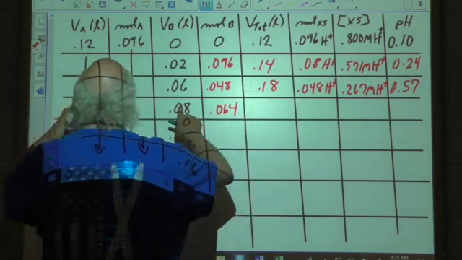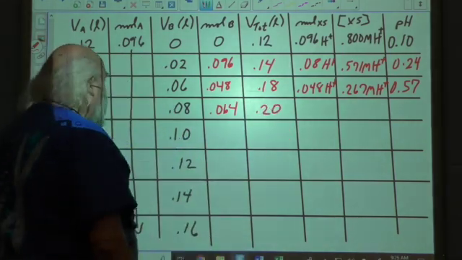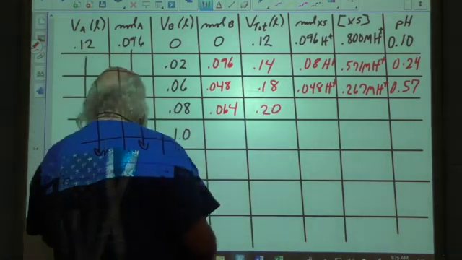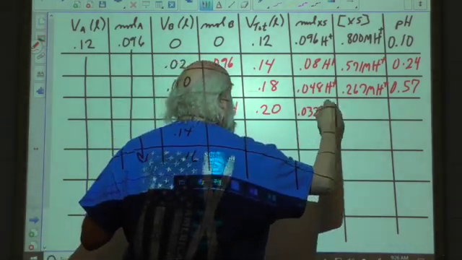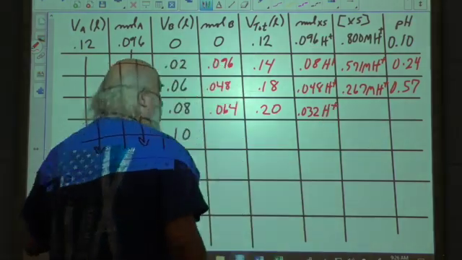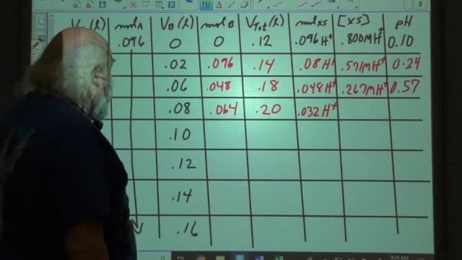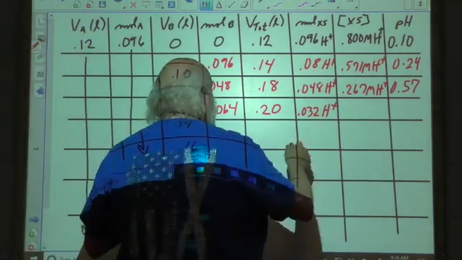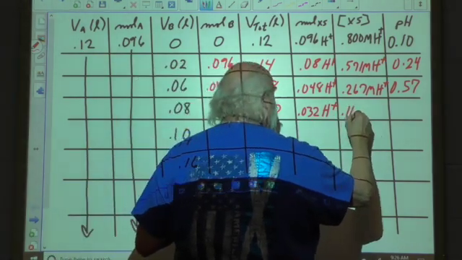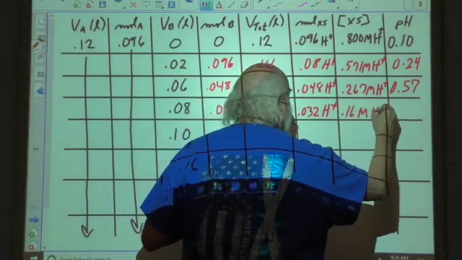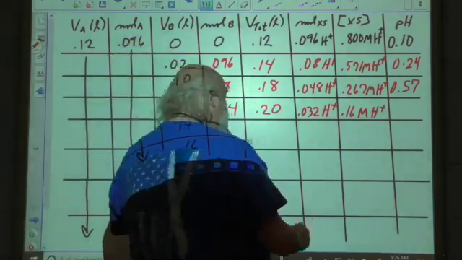and then the total volume is 0.08 plus 0.12, which is 0.20. The moles of excess was what we got when we subtracted that, and that was the 0.032 moles of H positive. And I don't have to put moles in here because I got that in the title of this column. Now I'm going to divide those out. This moles by this liters gives me 0.16 moles per liter of H positive, and the negative log of that is 0.80.